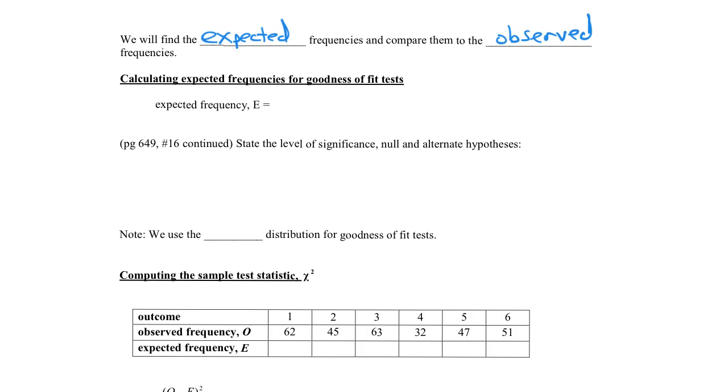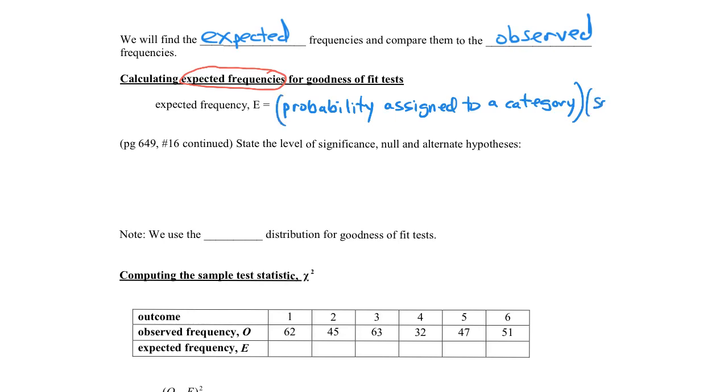So calculating expected frequencies. We're always going to have to calculate these expected frequencies for a goodness of fit test. An expected frequency, there's a little formula for it. It is going to be the probability assigned to a category, whatever that is, times the sample size n.